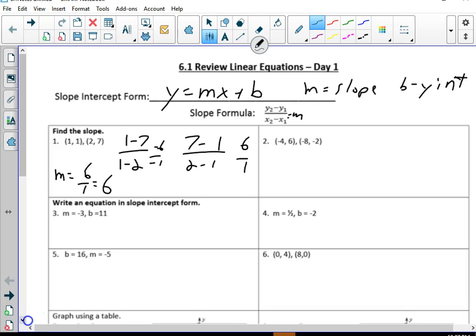You don't have to write 6 over 1, but when you're graphing, you do move up 6 and right 1. So it's important to remember the ones there. You don't have to write it, but it's important to remember.